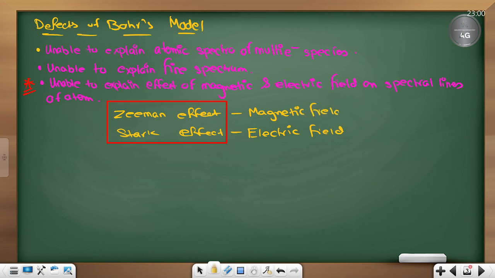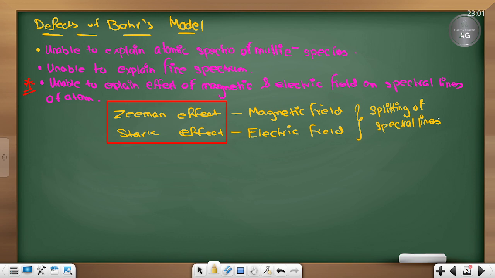Now what happens exactly? When you pass spectral lines through a magnetic field or electric field, the spectral lines get split. So, the splitting of spectral lines. Now if these spectral lines are getting split in a magnetic field, it is Zeeman effect. If it is in the electric field, it is called Stark effect.